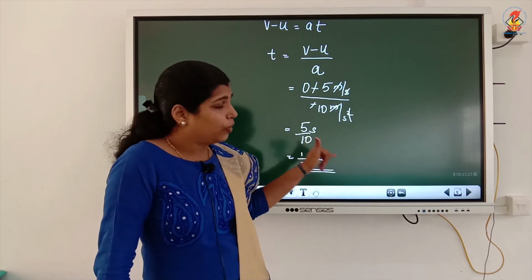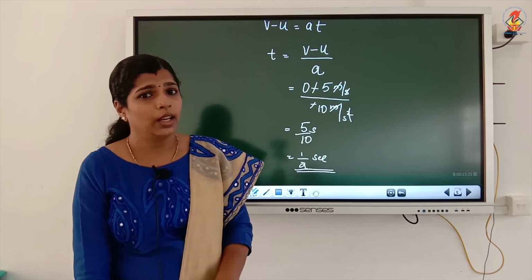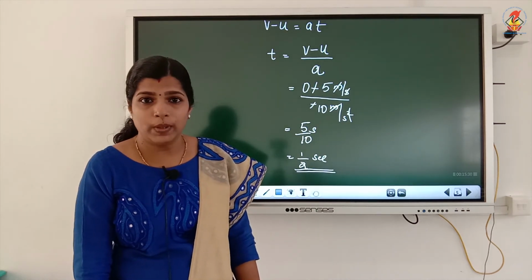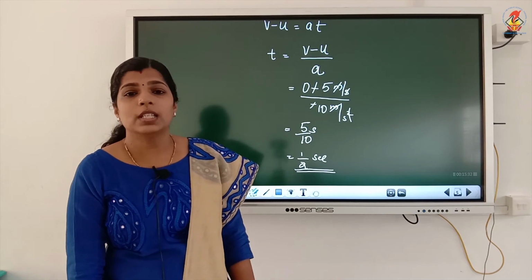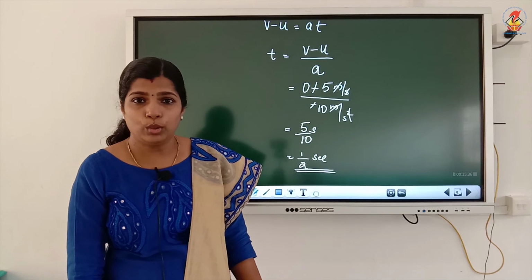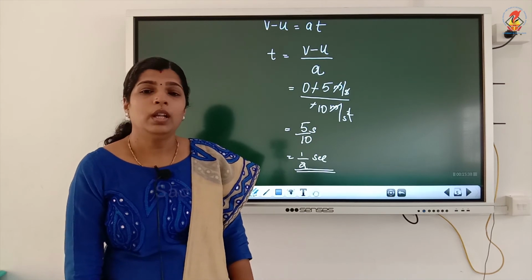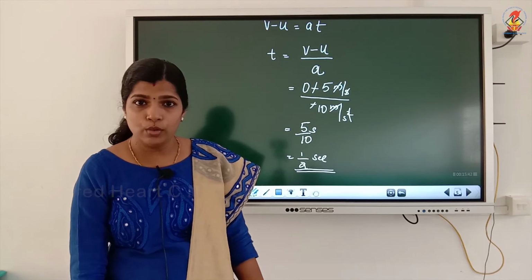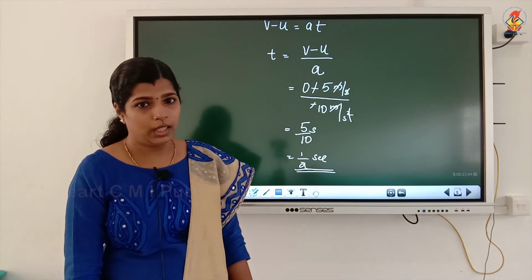And you can find the distance and time. For time you can use the equation v equal to u plus at. For distance, either v square minus u square equal to 2as, or s is equal to ut plus half at square. You can use these and find the answer.